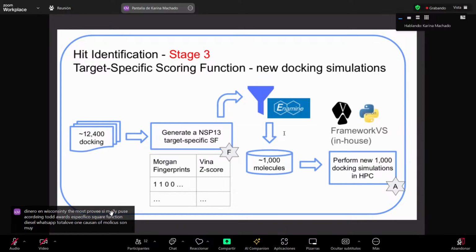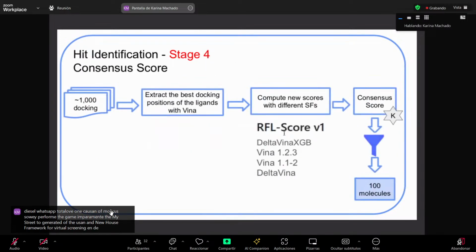This was a total of 1,000 molecules. So we performed again docking simulations using the same environment, with the input script generated using an in-house framework for virtual screening. And then from each of these 1,000 docking simulations, we extract only the best docking position of the ligands and the score with VINA. And we also computed 4 more other scores considering different scoring functions, including our in-house scoring function, RFL score. So having in hands all these 5 scores, we combined these results using a consensus.